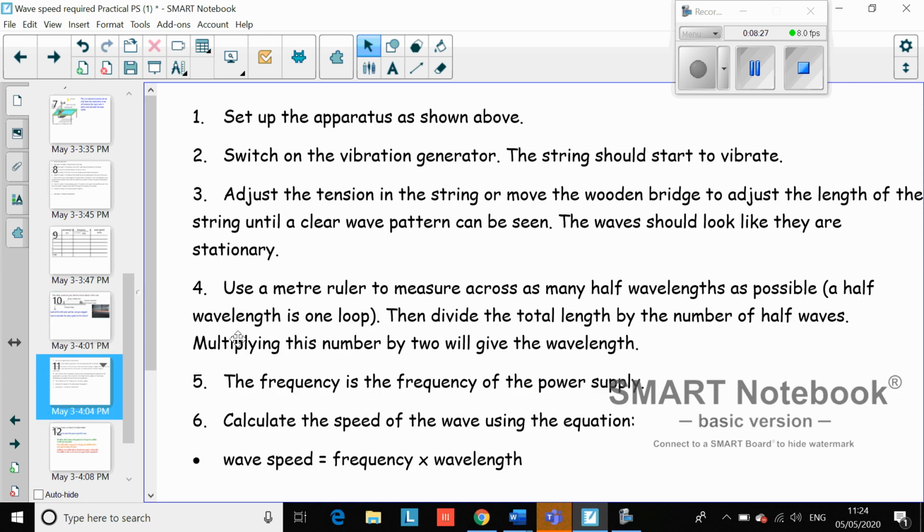Use a metal ruler to measure across as many half wavelengths as possible. A half wavelength is one loop. Then divide the total length by the number of half waves, multiplying this number by 2 for each one.